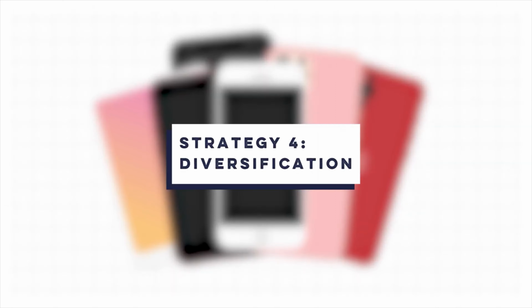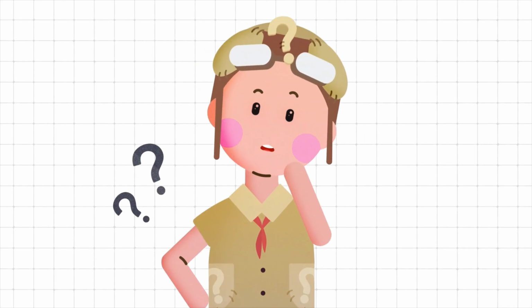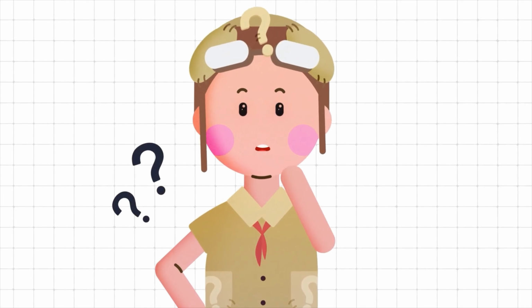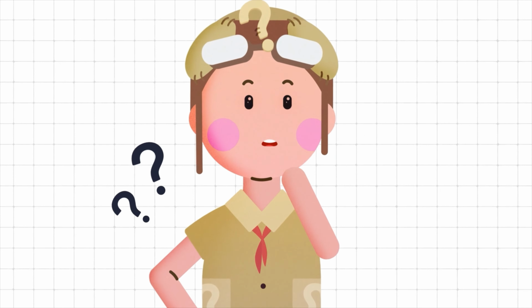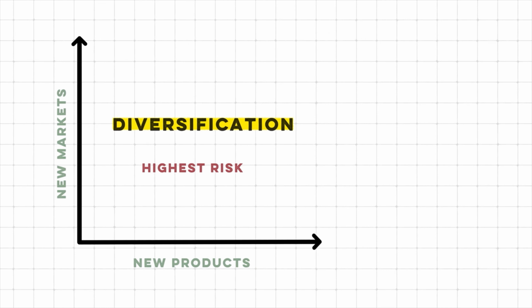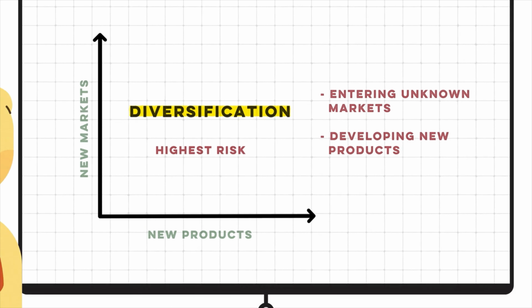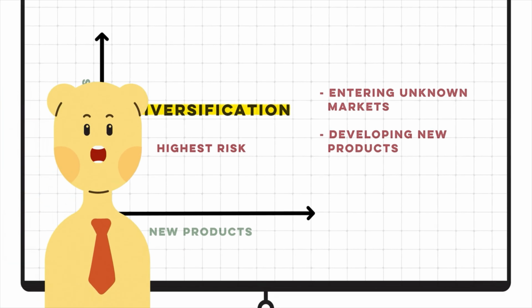Strategy 4 is diversification. Diversification entails introducing new products to new markets. This strategy is the riskiest as it involves uncharted territory. The strategy usually entails the highest cost and risk due to the necessity of entering unknown markets and developing new products simultaneously. A good example is when Amazon diversified from an online bookstore to offering cloud computing services through Amazon Web Services.